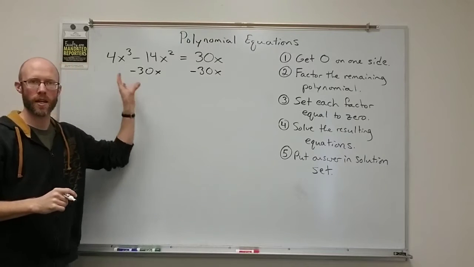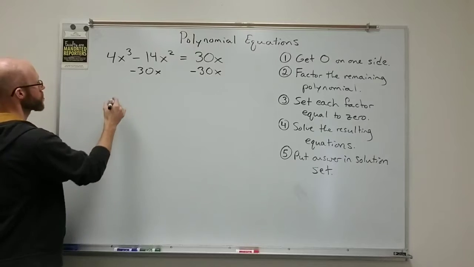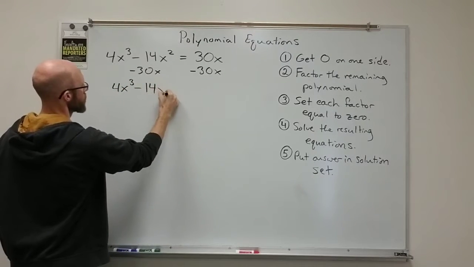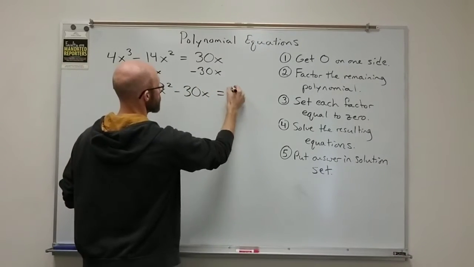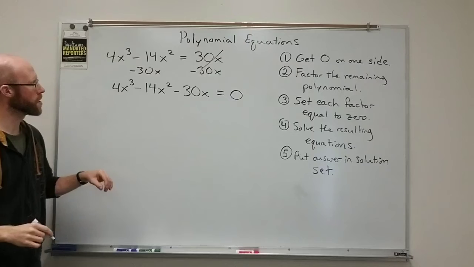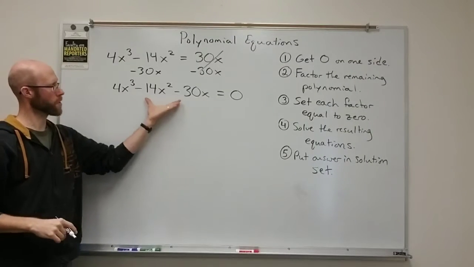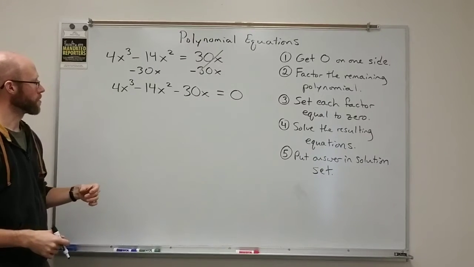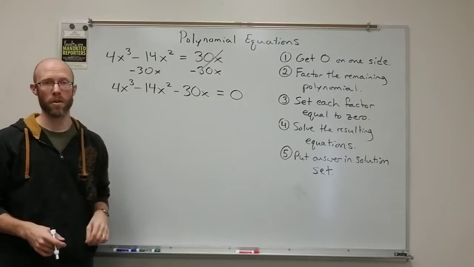When I do that, again, there are no common or like terms on the left side, so I have to keep them all separate. 4x cubed minus 14x squared minus 30x is equal to 0. Those dropped out. Now we have to factor the remaining polynomial. This polynomial does contain a greatest common factor. In fact, there's a number and a variable involved here, right?